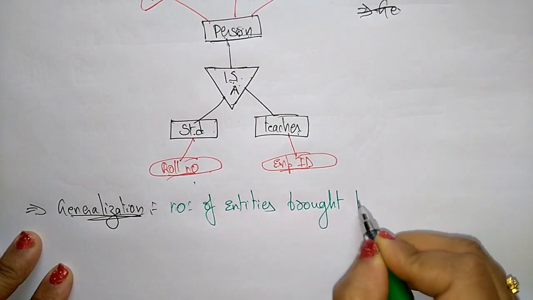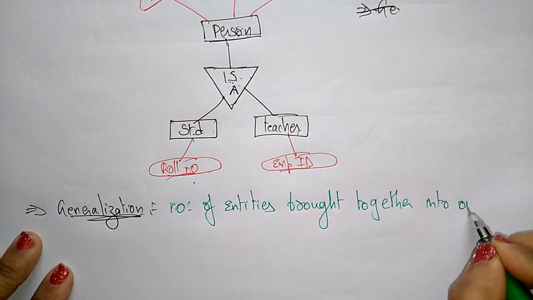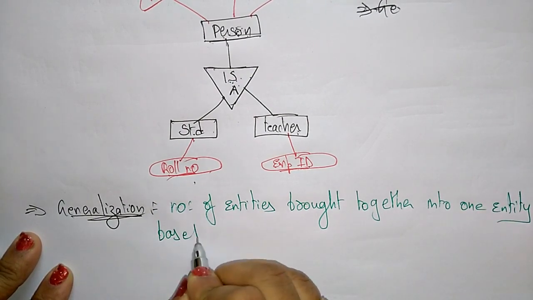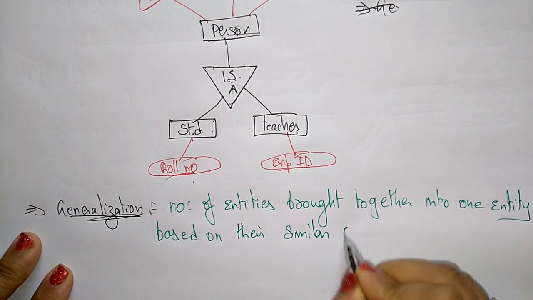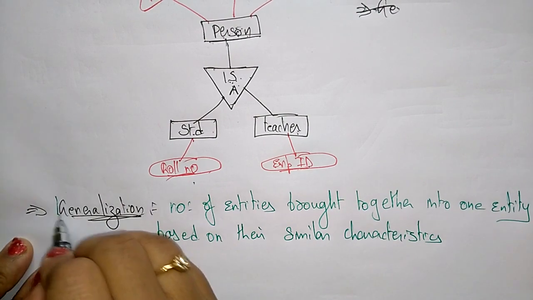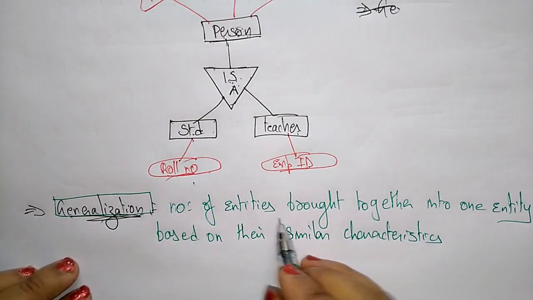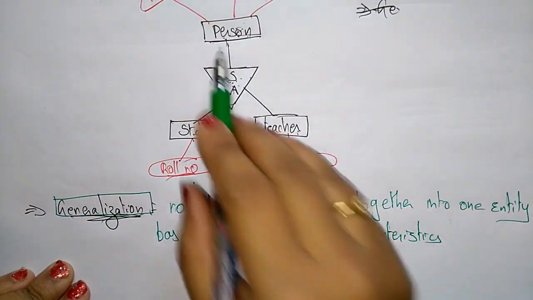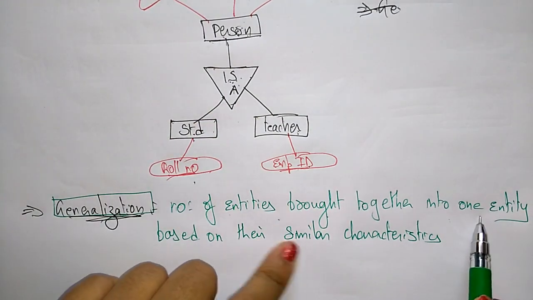brought together into one entity based on their similar characteristics. So the name is saying generalization, it's a complete gathering. So number of entities brought together. So here the entities are brought together into one entity. So all these entities are brought together into one entity based on their similar characteristics.